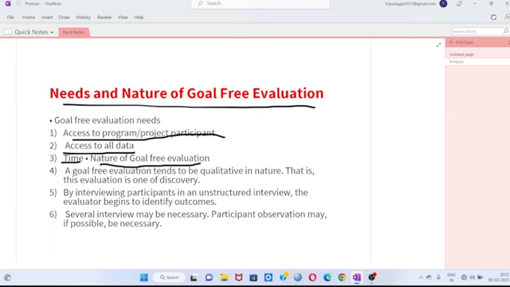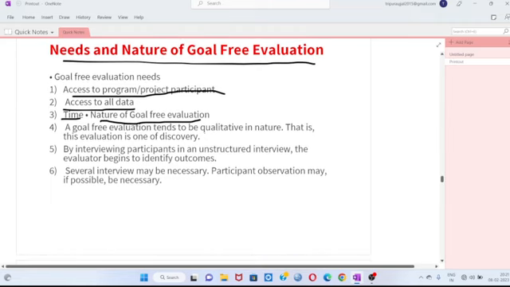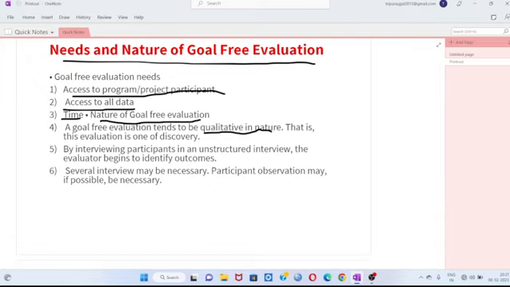The nature of goal free evaluation is that it tends to be qualitative in nature, because here we ask about how and how many people came and how they ate. Here mostly why and how questions arise, because we try to know the impact or effect of the program. Interviewing participants for understanding, they ask unstructured questions. Okay. And several interviews may be necessary. Participant evaluation may be possible. Several participants may ask.